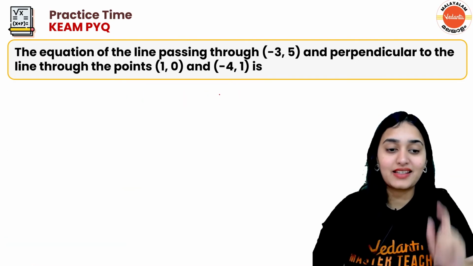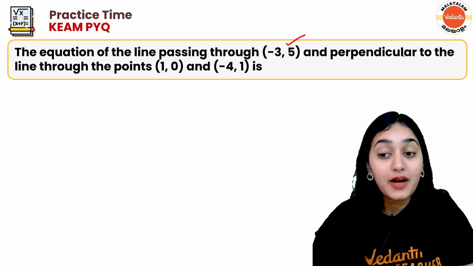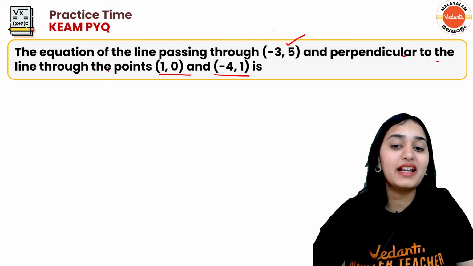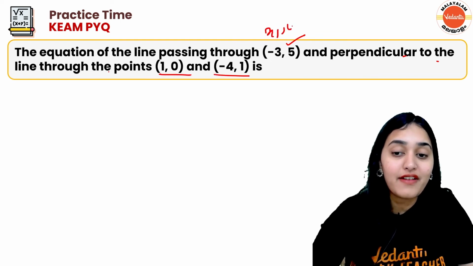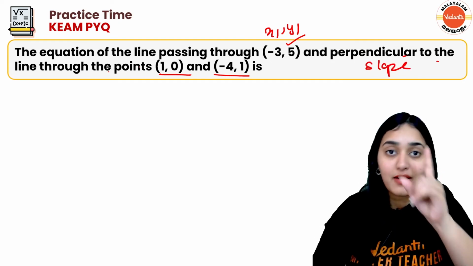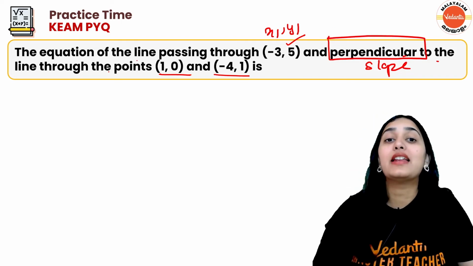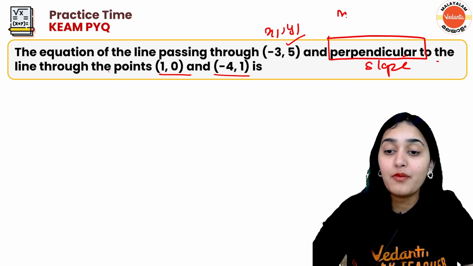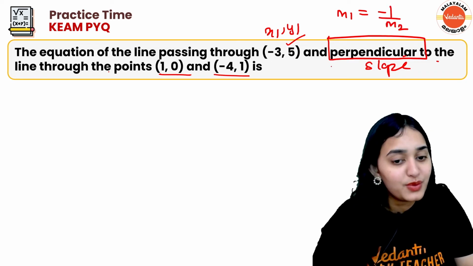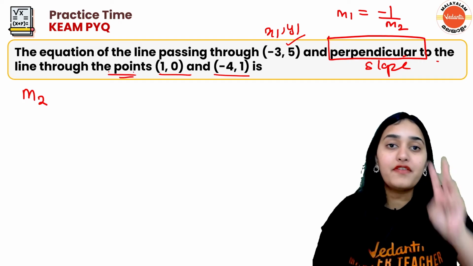Okay. Next. The equation of a line passing through this point and perpendicular to the line passing through this and this point. So this is x1, y1. But what about the slope of the line? Now remember, if the lines are perpendicular, then the slope formula is m1 is equal to minus 1 upon m2, right? So first let us find out m2, the slope of the second line.